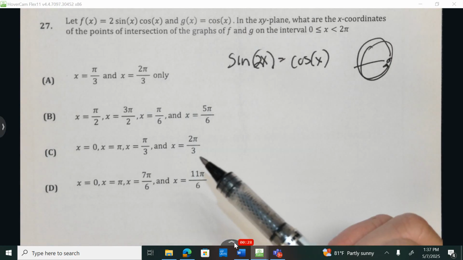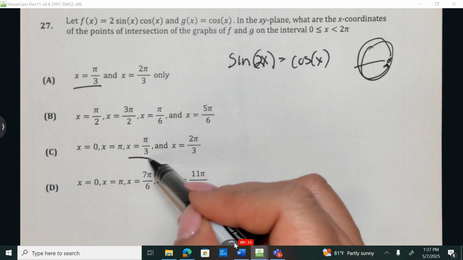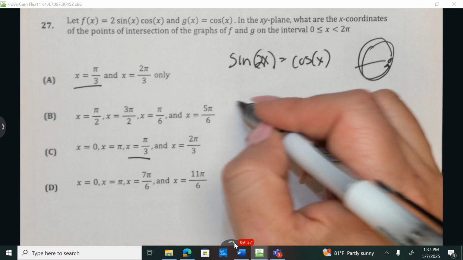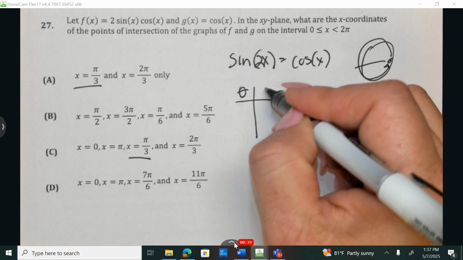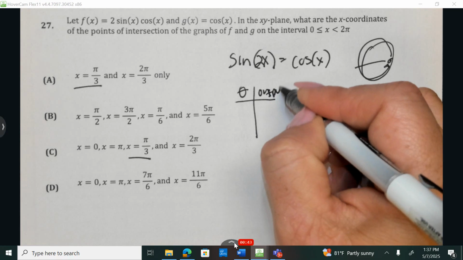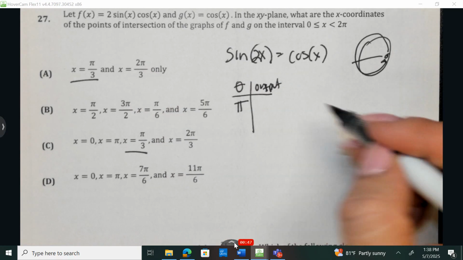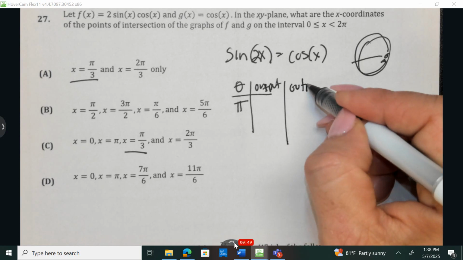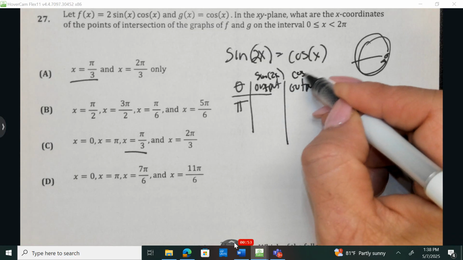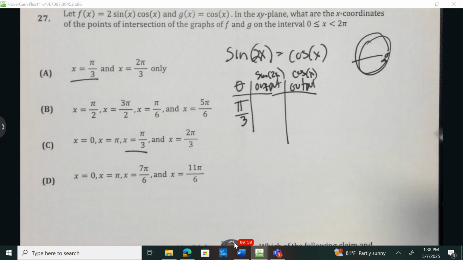So here's what I'm doing right now. I can see that both of these quantities right here have a pi over 3. So I'm going to test pi over 3. Let's check, when the input value is pi over 3, let's see what our output is. We actually have 2 outputs: an output for the sine of 2x and an output for the cosine of x. And we want to know when these two are equivalent.